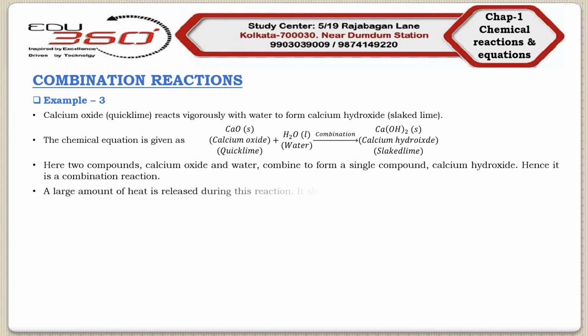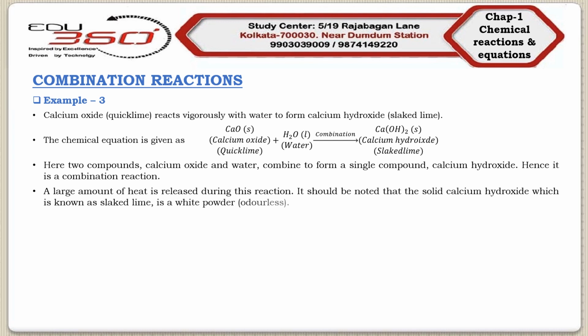Now one thing should be noted here: the solid calcium hydroxide, which is also known as slaked lime, is an odorless white powder. So in our third example, we have considered the combination of two compounds, calcium oxide and water, and the combination effect is calcium hydroxide or slaked lime, which is a solid substance.